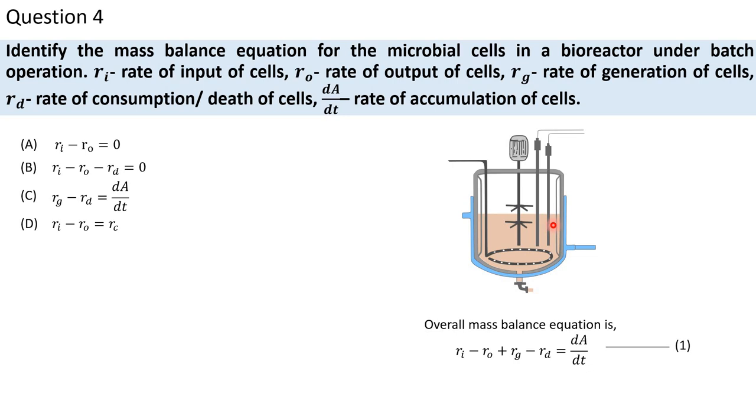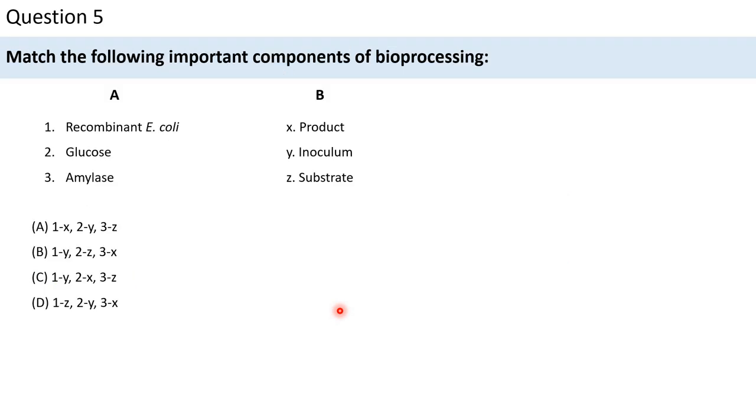So what does this mean? There will not be any rate of input of cells and rate of output of cells during batch operation. So by giving these two 0, what happens here? Rg minus Rd is equal to dA by dt. So here the right option will be option C. Okay. Moving on to question 5.